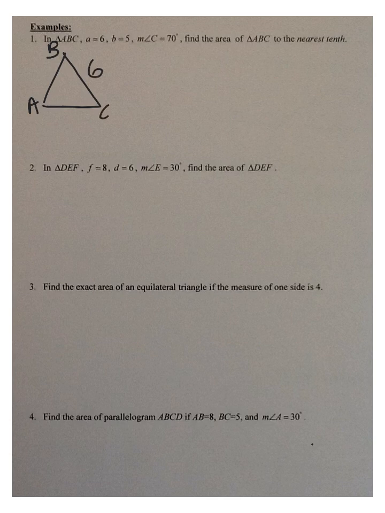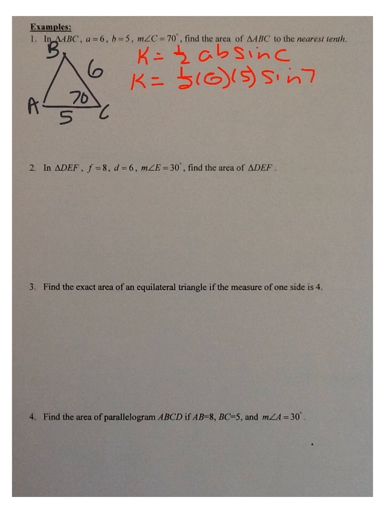A is 6, B is 5, and angle C is 70. So yes, I do have side, angle, side. So I have K is equal to 1/2 A times B sine of C. So K is equal to 1/2 times 6 times 5 times sine of 70.